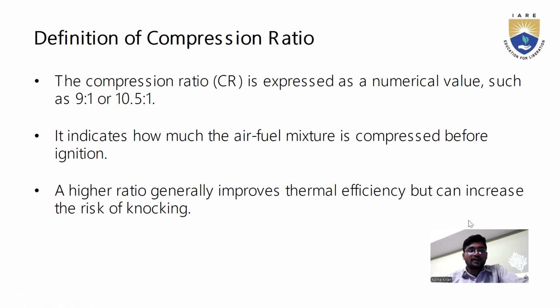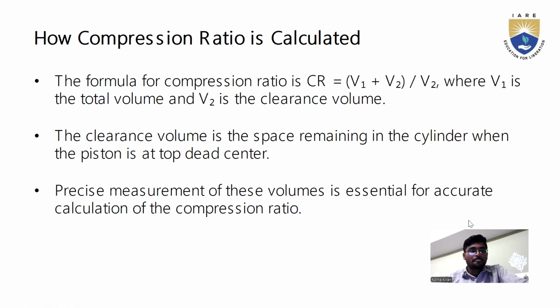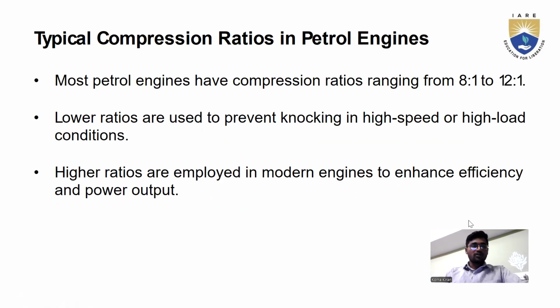It also relates to the air-fuel mixture, and we can calculate it with the formula (V1 + V2) / V2. Here V1 is the swept volume and V2 is the clearance volume. The compression ratio in most petrol engines ranges from 8 to 1 up to 12 to 1, and a lower ratio mainly prevents knocking at high speed or high load.